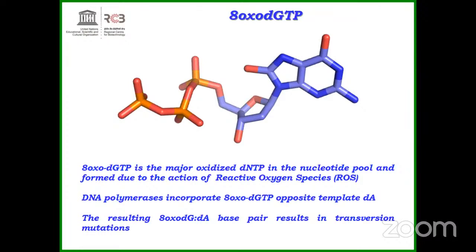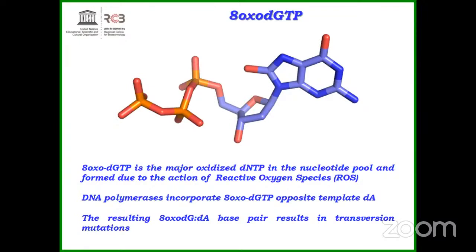And similarly, there is this molecule known as 8-oxo-dGTP. It is a modified dGTP with an oxygen atom at the 8 position here. And whenever reactive oxygen species are generated in the cell, they can oxidize the nucleotide pool. This is by far the main oxidized dNTP product in the nucleotide pool due to ROS.